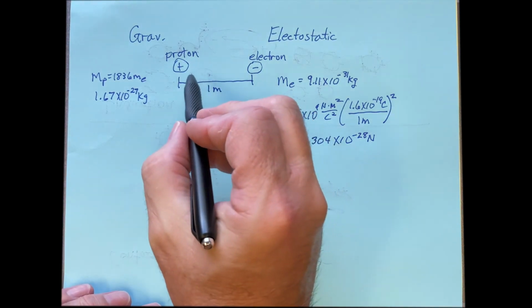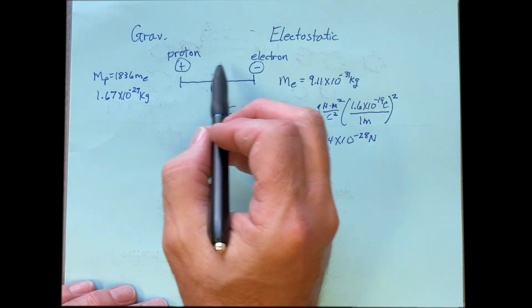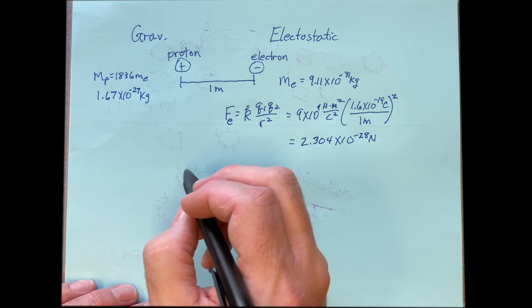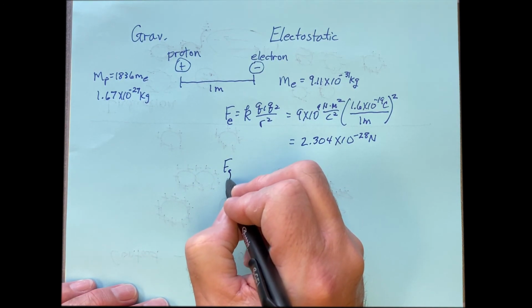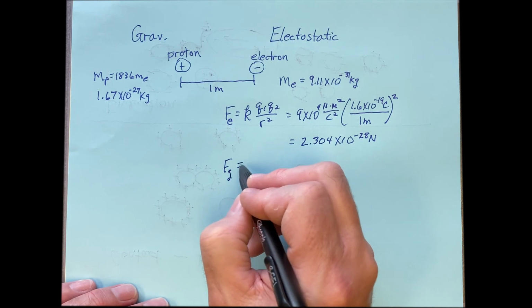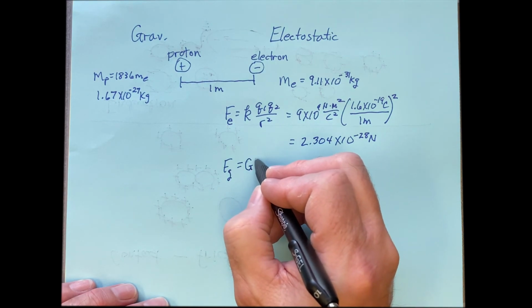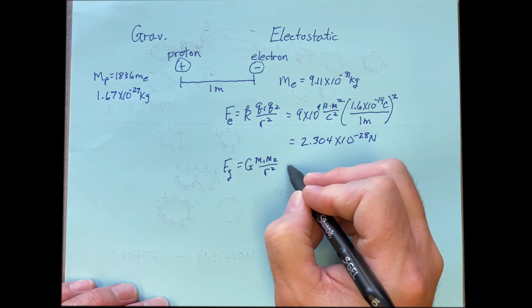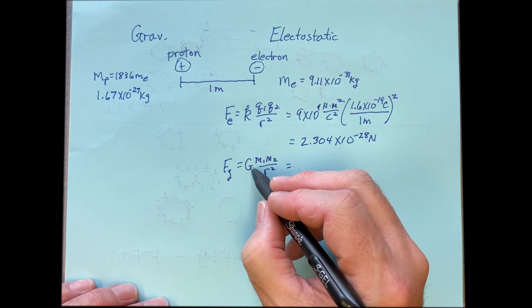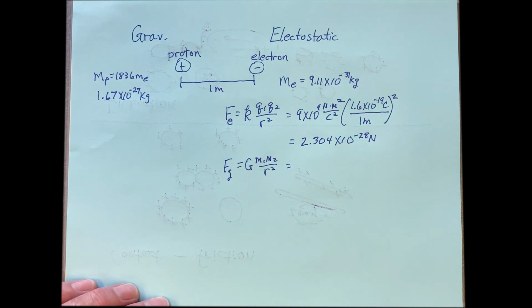But what about the gravitational force? They also have mass, so they're going to be attracted gravitationally. So we should be able to do a gravitational calculation. Let's call that F sub G, and that's capital G, M1, M2 over R squared. Now, capital G is a number that I can never remember. I have to go look it up every time.